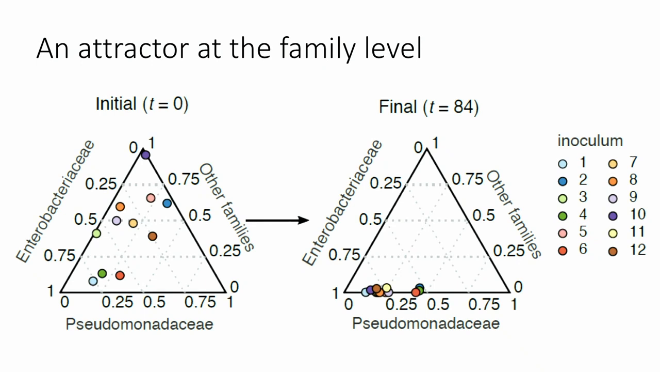You can visualize this by plotting, on the left side, the community structure before, at time zero, before we propagated the communities. This is a low-dimensional representation, of course, and on this simplex, this edge represents Enterobacteriaceae, this edge is Pseudomonadaceae, and all of the other families are condensed into a single dimension. As you see, the starting points in the simplex are very diverse for all 12 communities. Some have very little Enterobacteriaceae and Pseudomonadaceae, others have more. But after 84 generations, they're all here.